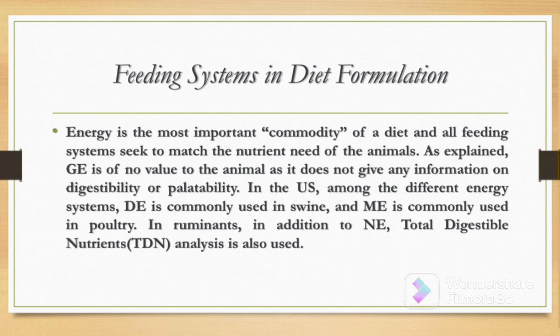Now, we have the feeding systems in diet formulation. Energy is the most important commodity of a diet, and all feeding systems seek to match the nutrient need of the animals. As explained, GE is of no value to the animal as it does not give any information on digestibility or palatability. In the US, among the different energy systems, DE is commonly used in swine and ME is commonly used in poultry. In ruminants, in addition to NE, total digestible nutrients or TDN analysis is also used.